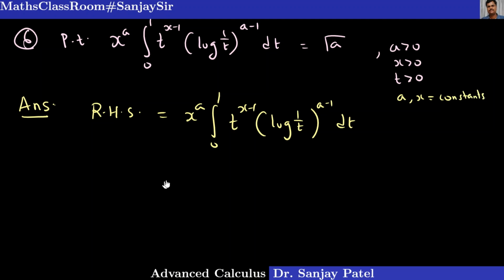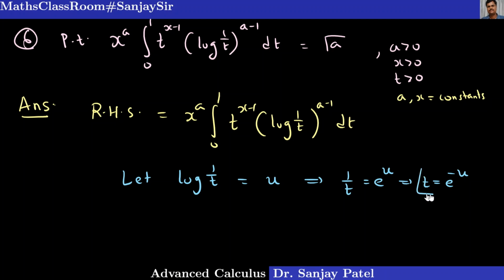Okay. And to solve this, let me take a substitution for say log of 1 upon t. Let log of 1 upon t is equal to say u. And that implies we will get 1 upon t is equal to e raised to u, and hence t is equal to e raised to minus u. Therefore dt is equal to minus e raised to minus u into du. Okay.